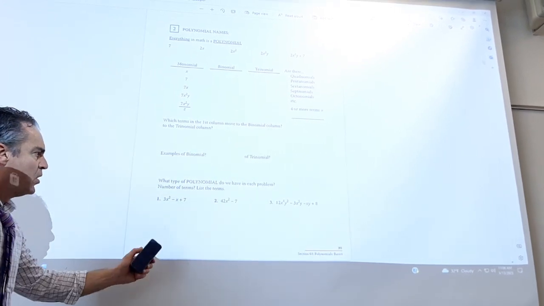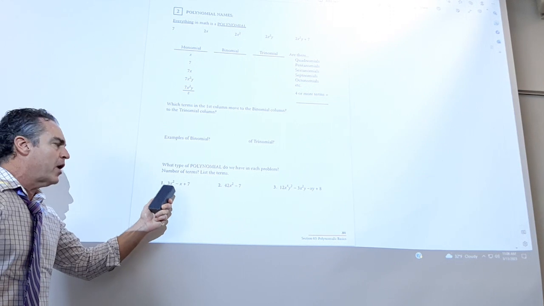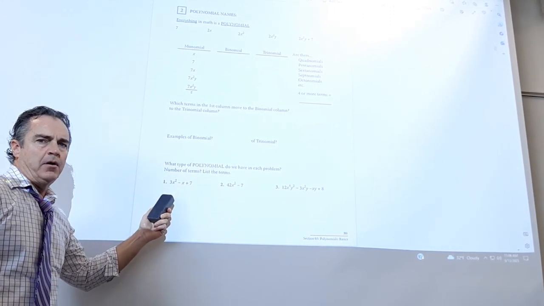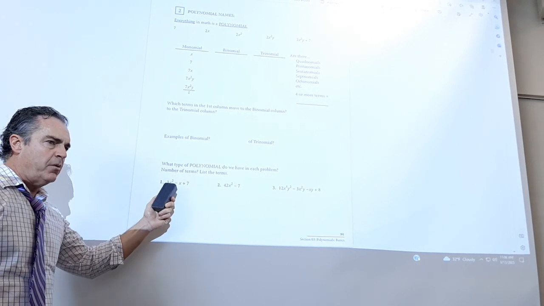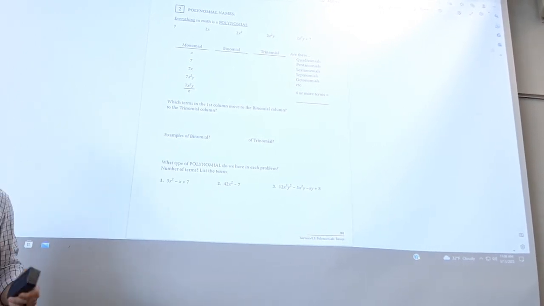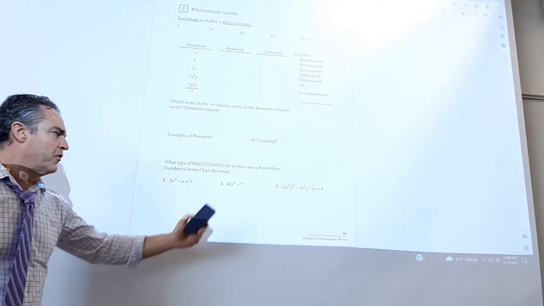Right now, look at these 3 problems. Let's do this together. What type of polynomial do we have right here? Trinomial. Write that down. How many terms are there? 3 terms. So it's a trinomial. It has 3 terms. What are the terms? 3x squared, negative x, positive 7. Very good.